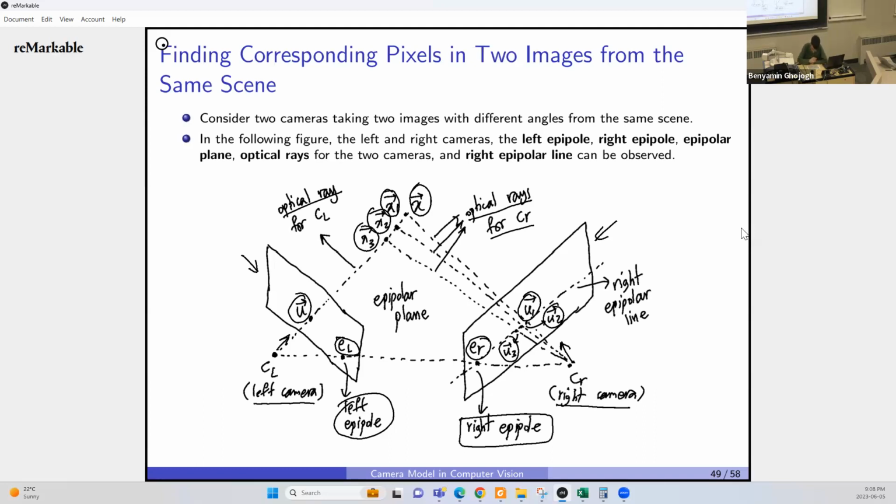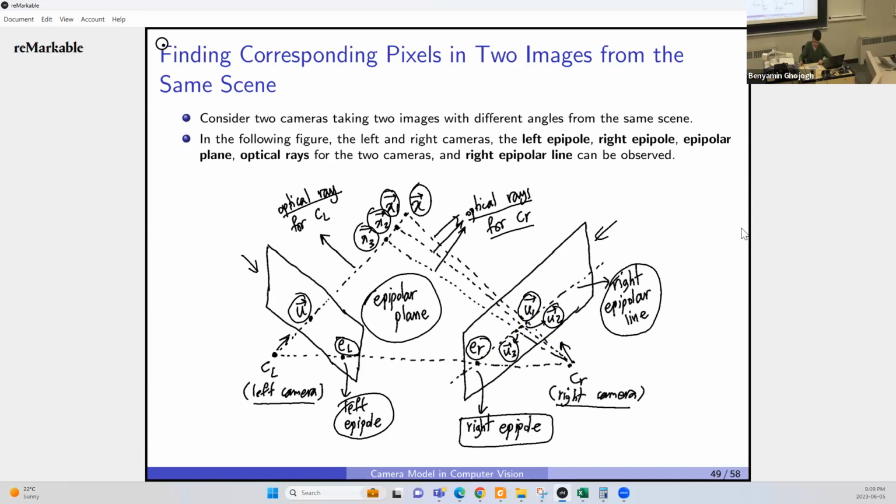And this line also, because we have U1, U2, U3, if you put them all together, this also passes through ER. This line is called the right epipolar line. The whole thing here is on a plane, and that's called the epipolar plane. These are some terminologies in computer vision.